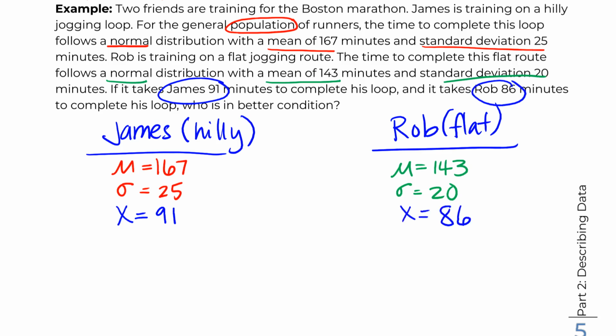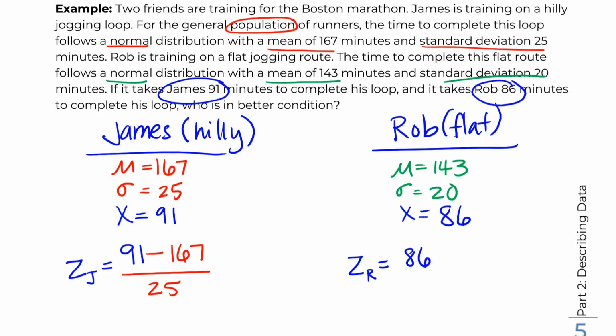So if we go ahead and get z-scores for both of these guys, one thing we might want to do, which I didn't do in the last problem, is do something to delineate that these are two different z-scores, right? So what we could do is use a subscript. Use a little baby j on the bottom of James's z-score and a little baby r on the bottom of Rob's z-score to kind of keep them straight. So for James, we know he's got a 91 time of his own, but this was on a course that took people 167 with a standard deviation of 25. Rob, 86, but he's on a course that took people 143 minutes with a standard deviation of 20.